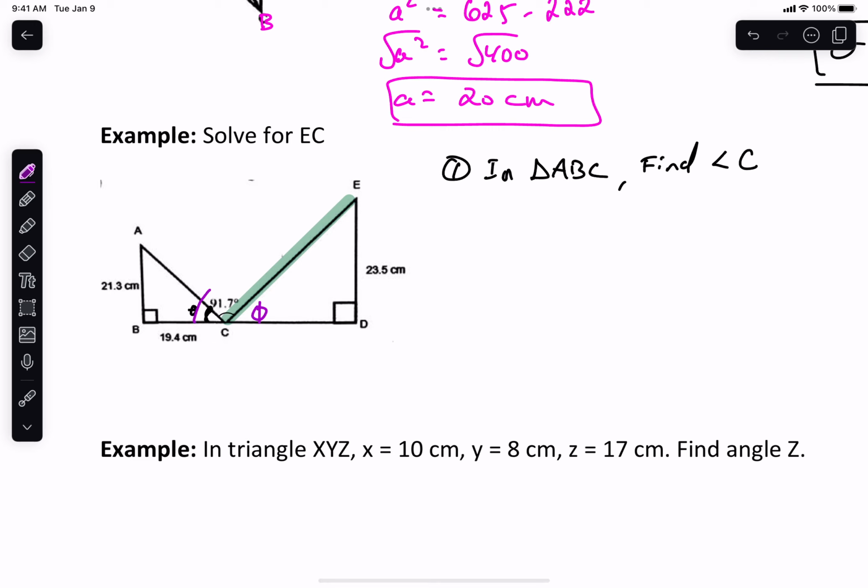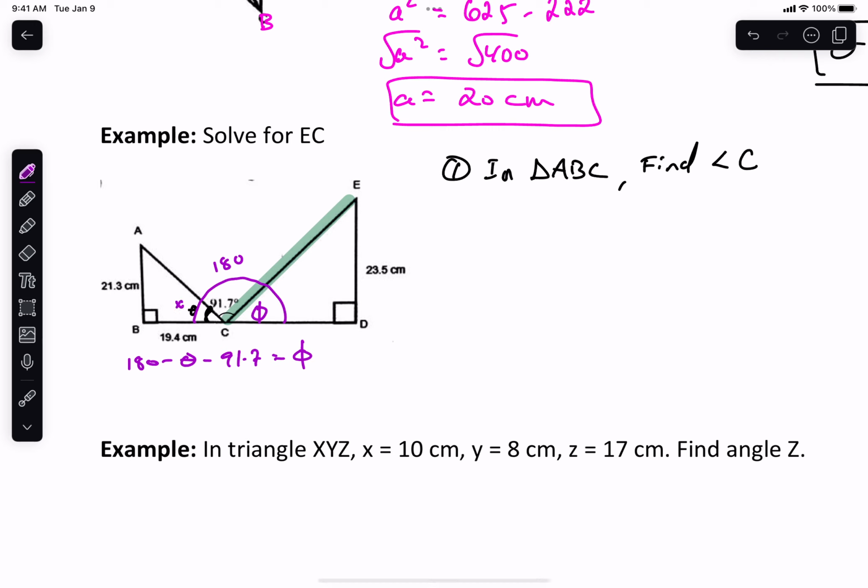From here to here, we know is how many degrees? 180. So if I go 180 minus theta, minus that 91.7, that's going to equal that phi angle. Everybody see that? Okay, so that's what I'm going to do.